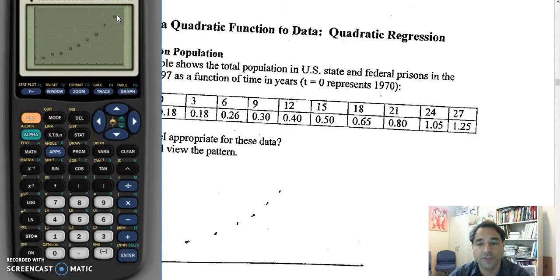Now, all the regressions are done the same way. Stat, calculate, and then linear regression was number 4 or 8. This time I choose number 5, quadratic regression. Depending on your calculator, it may ask you for list 1, list 2 separately. This version, you have to hit second 1 for X, comma, second 2. The other version asks you the first list, the second list, you don't need the comma. Hit enter. Now it gives you A, B, and C.